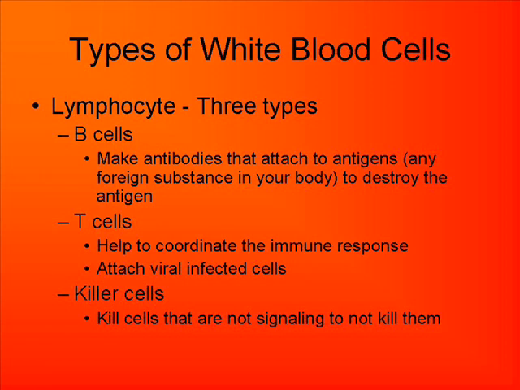Now, the final type is a killer cell. Typically, if your cells are perfectly healthy, they're kind of letting off these signals that say, hey, I'm healthy, everything's good here. But when they become infected with viruses and things like that, they don't release those exact same signals. They're no longer saying, hey, I'm healthy, hey, I'm healthy. And so these killer cells will come along and find cells that have problems like that and destroy them to try to eliminate the spread of the disease or whatever's causing them to be dysfunctional.